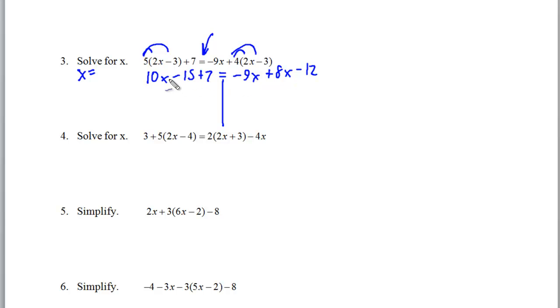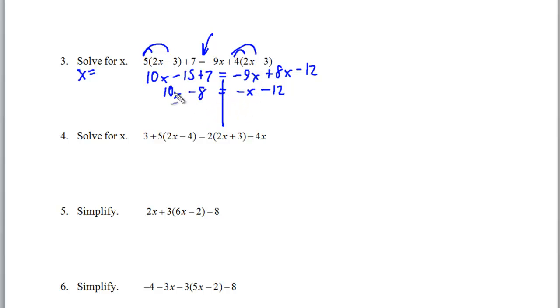But we can still do some simplification, because 10x, negative 15, and 7, we can simplify that to 10x minus 8. And the negative 9x and the positive 8x is going to make negative 1x minus 12. You can show the 1 there, but in the final answer, don't ever put a 1 in front of the x as your final answer.